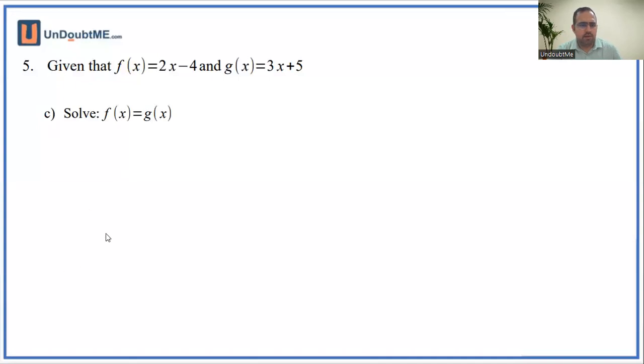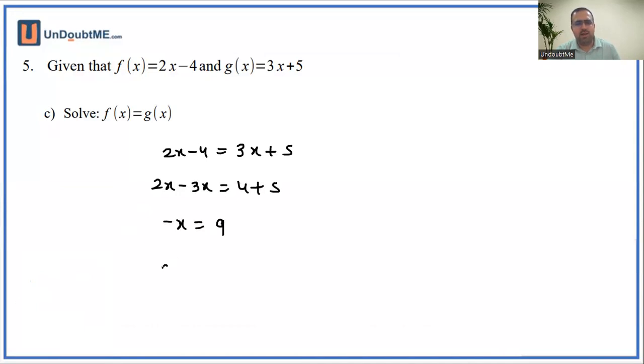But okay, so when we solve f x is equal to g x, 2x minus 4 will be equal to 3x plus 5. Interchanging the positions will give me 2x minus 3x is equal to 4 plus 5. That minus 4 will become plus 4. And minus x is equal to 9. That will give me x is equal to minus 9. So this is it.